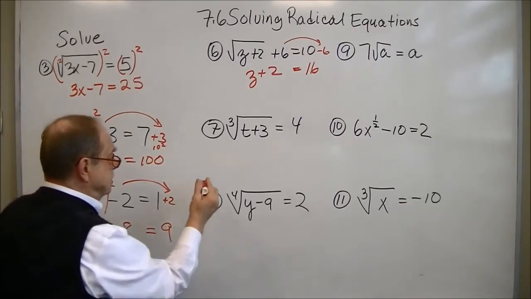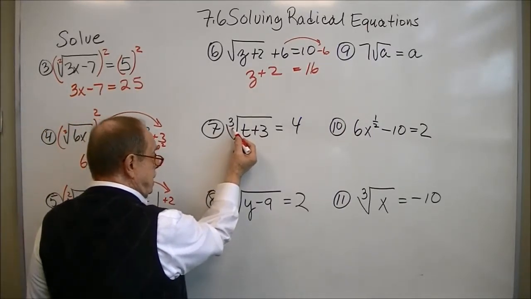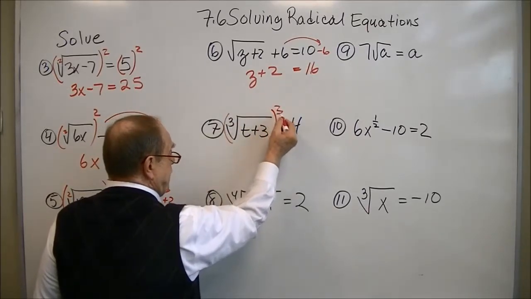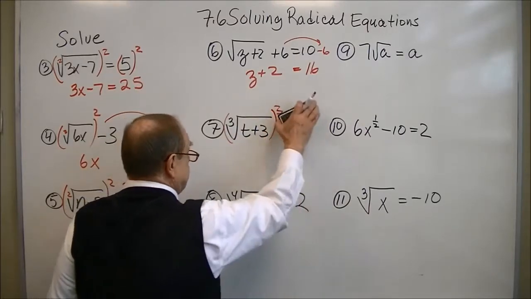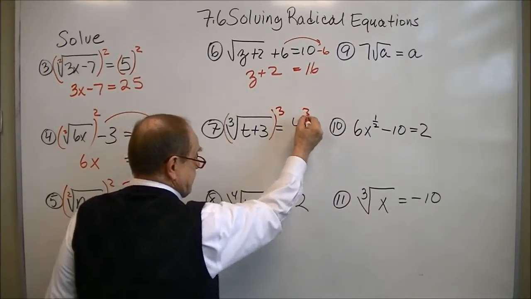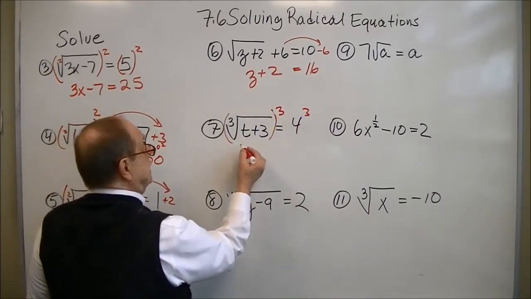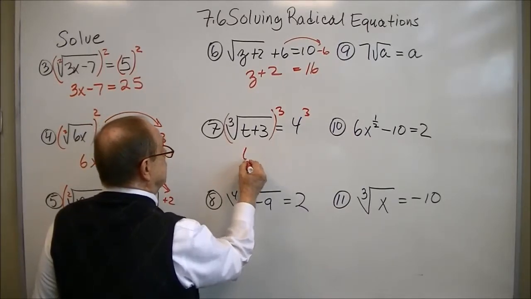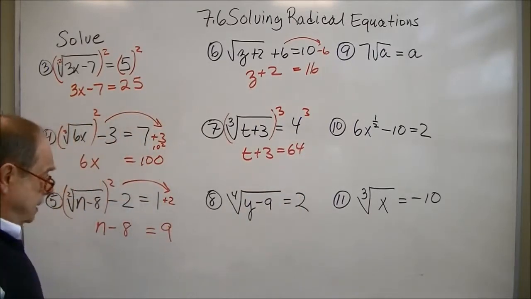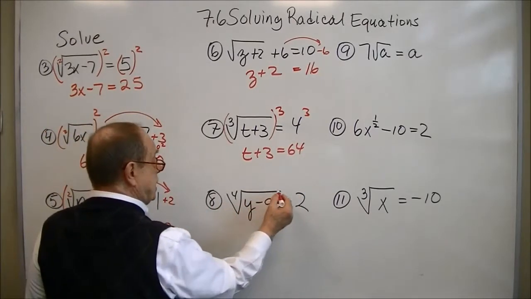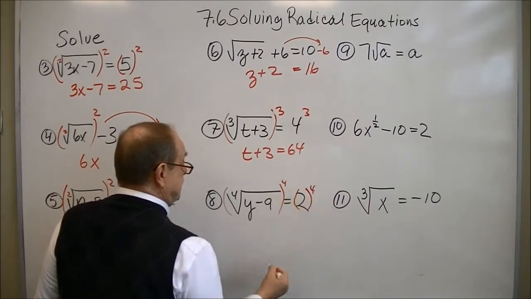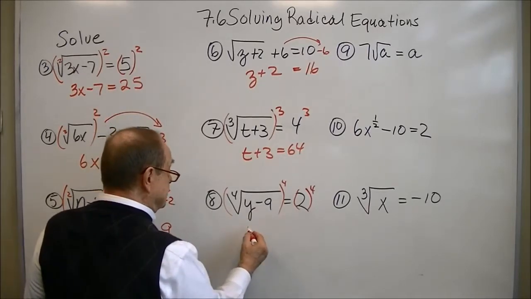Now here's a little twist. Here the index number is 3. So we're going to raise that to the index number. And we do it to that side as well. This then just becomes the radicand. Same thing here. We're going to raise this to the 4th. Raise this to the 4th. This just becomes the radicand.